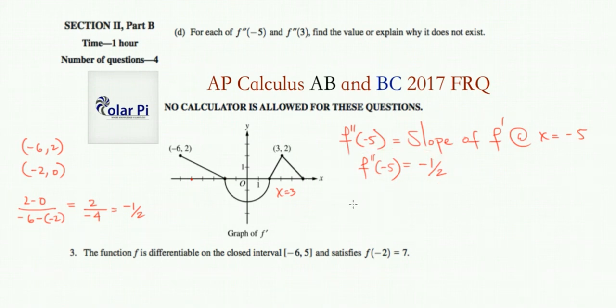Whereas f double prime of 3 is undefined, and this is undefined because at x equals 3, the graph of f prime has a sharp turning point, also known as a cusp. So you'll want to say a little bit more, but basically you can say the slope of f prime from the left, which is the slope of this line, does not match the slope of f prime from the right, which is the slope of this line. So at a sharp turning point like this, the function whose slope you're trying to find is confused, because the slope from the left is not the same as the slope from the right.